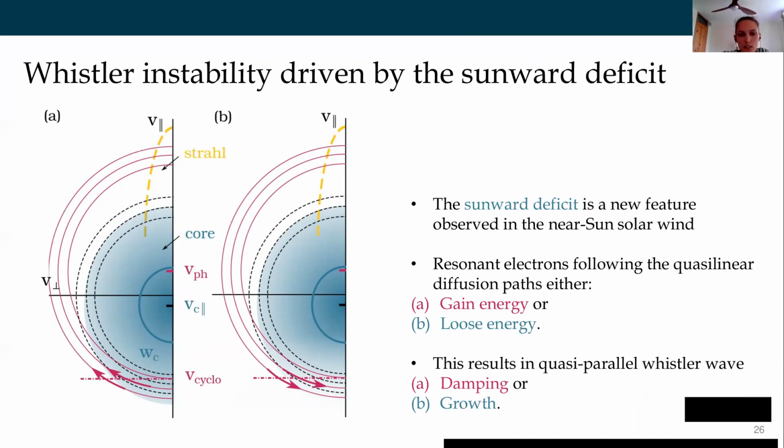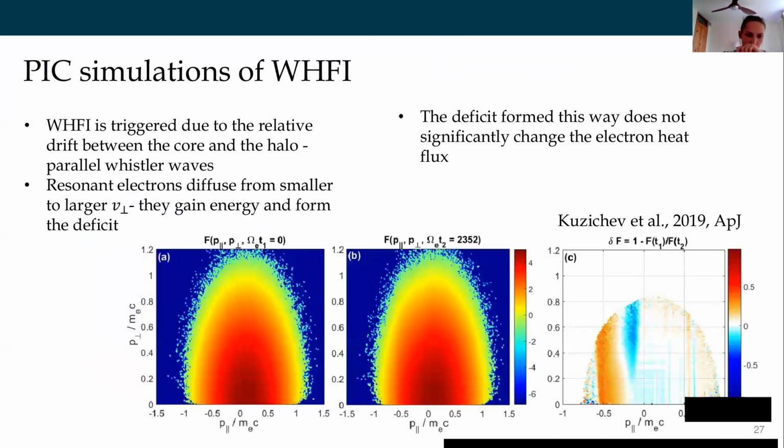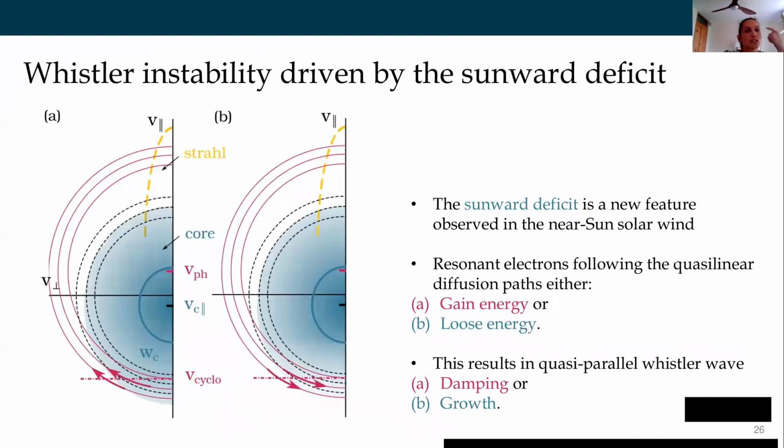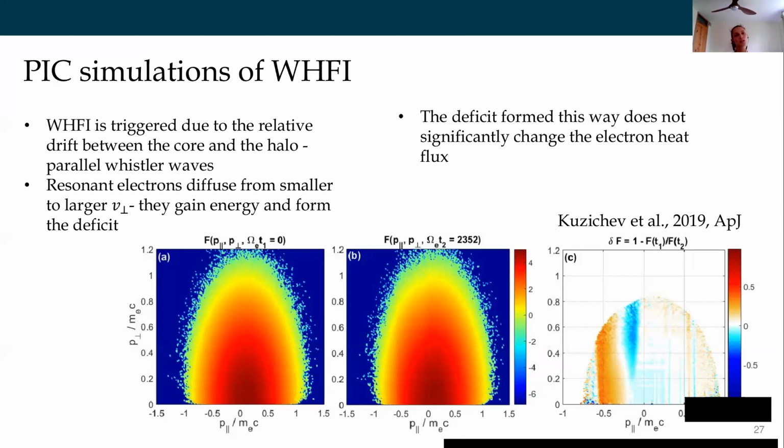Okay, so there was another publication by Kuzic et al., which I'm showing here, where I think that the other scenario took place. So they do a particle-in-cell simulation of the whistler heat flux instability, and basically they start with the electron distribution function with drifting core and halo, just to trigger the whistler heat flux instability. Then they observe these quasi-parallel whistler waves, and then these whistler waves interact again with the electrons.